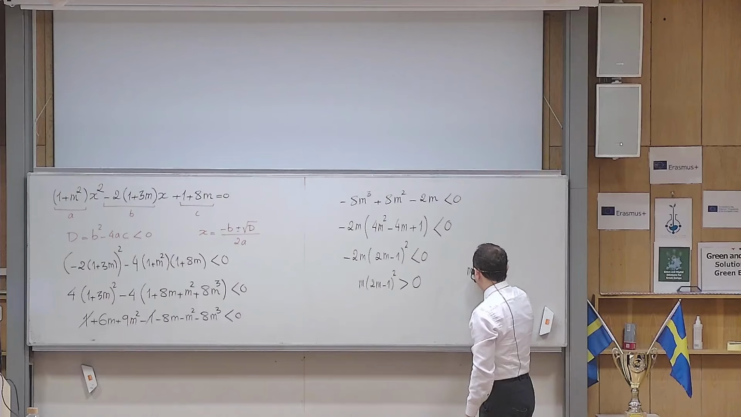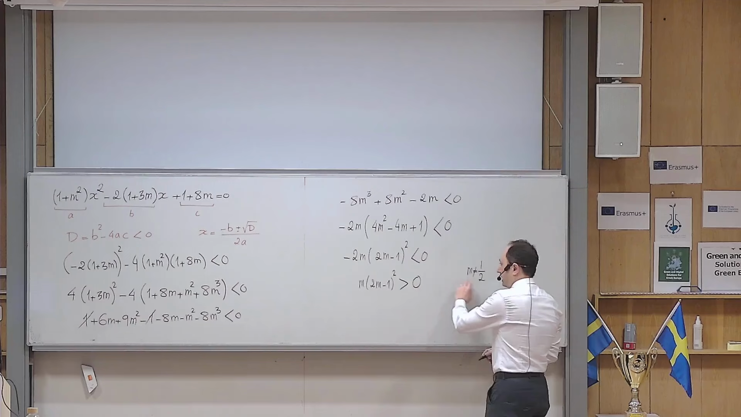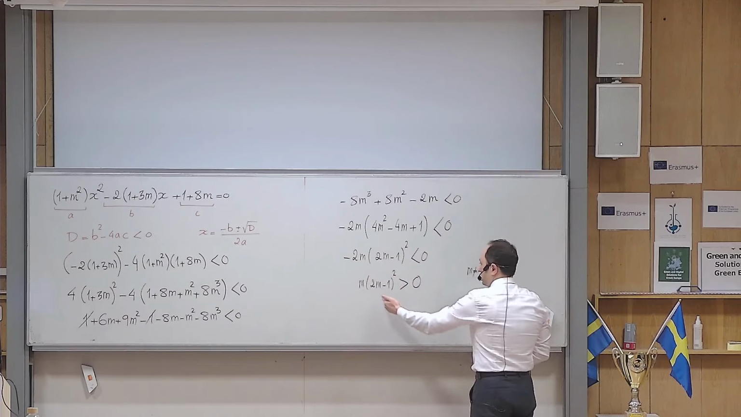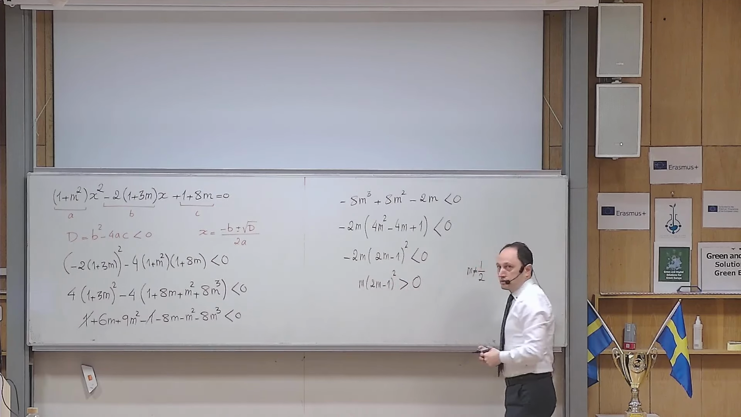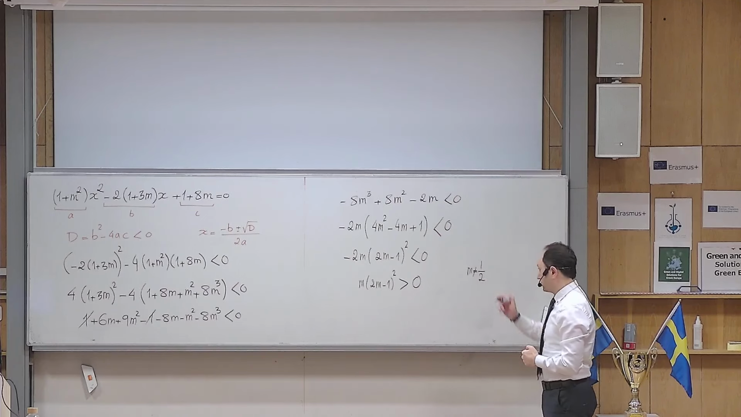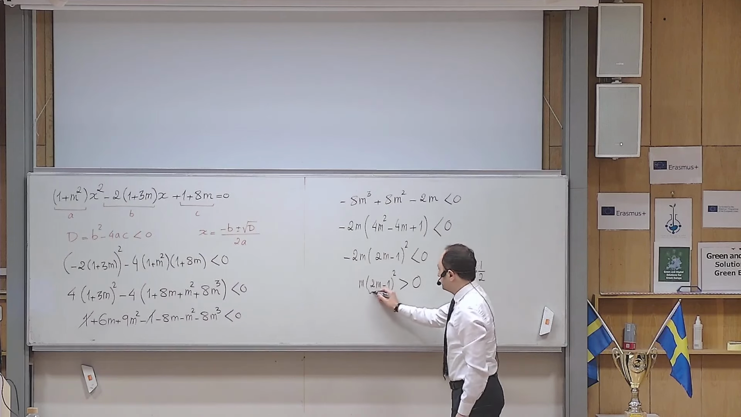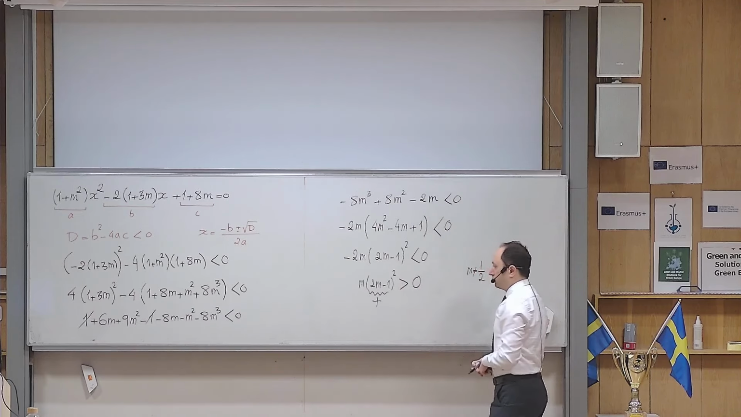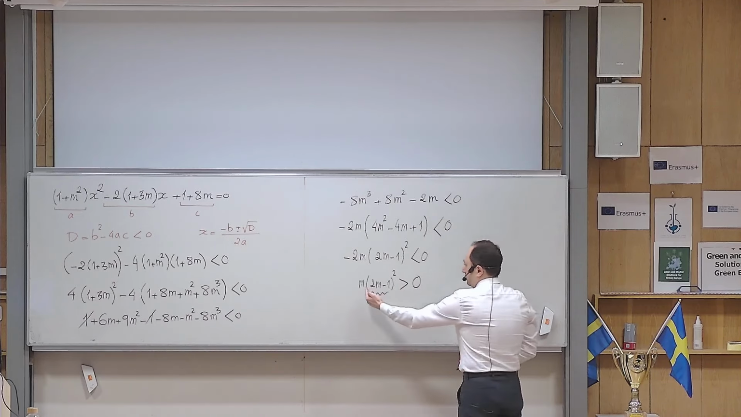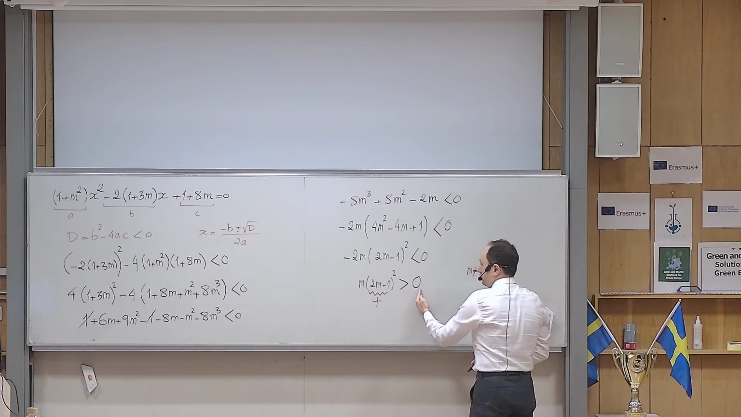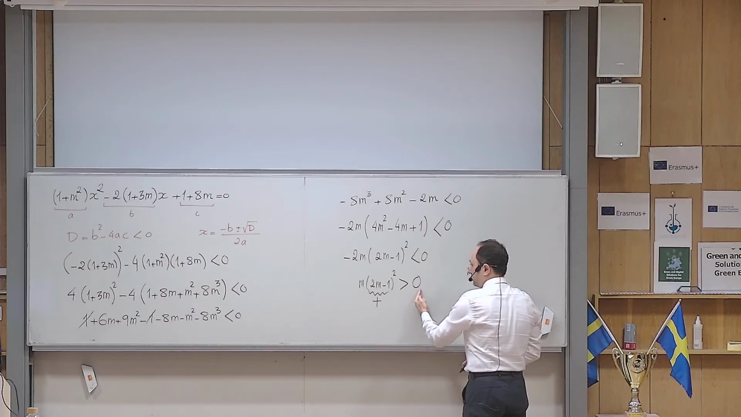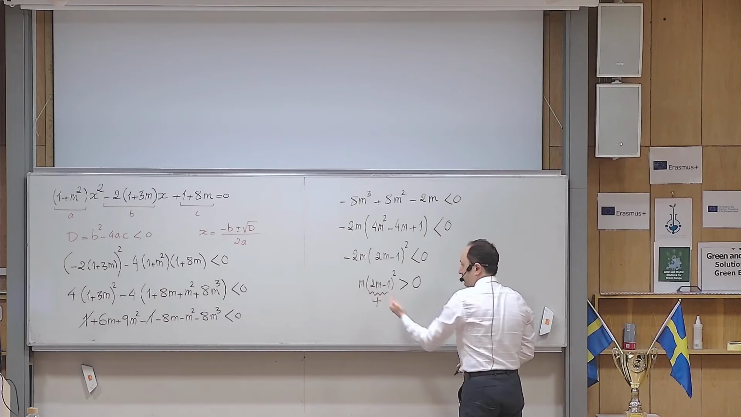So this is why m shouldn't be 1/2. Because if m is 1/2, the left-hand side becomes 0. 0 greater than 0 is not true. Okay, so m should not be 1/2. But if m is not 1/2, then definitely this is positive because of this even power. So the multiplication of m by a positive number is supposed to be positive. This can happen if and only if m itself is positive.